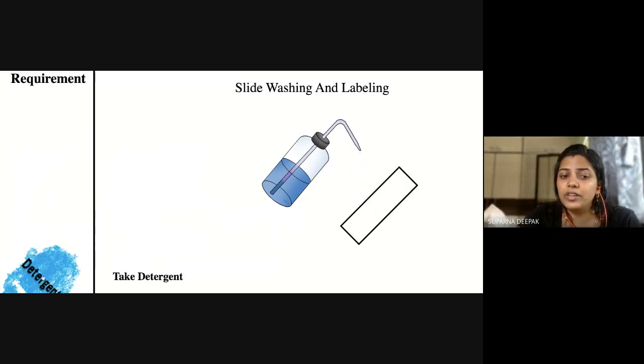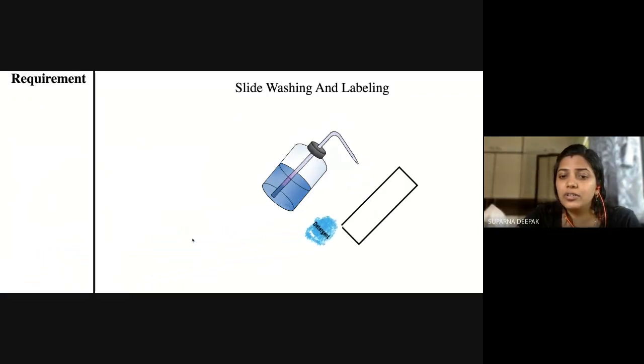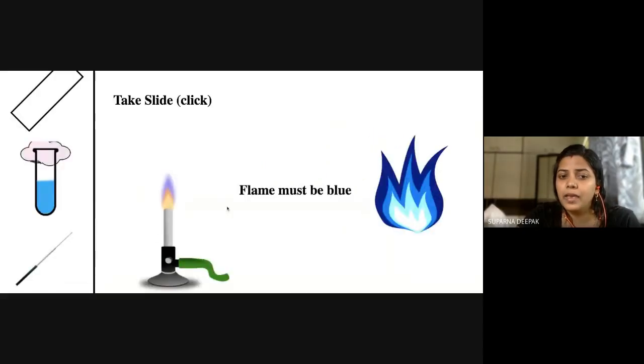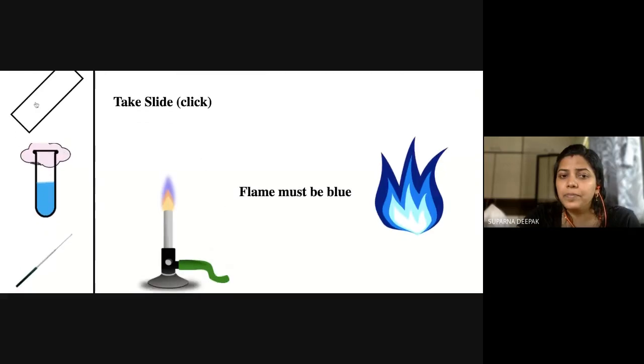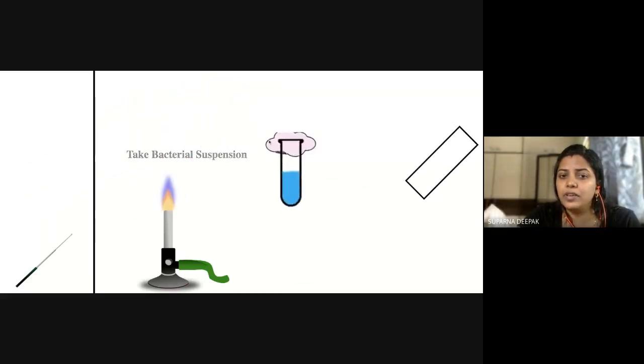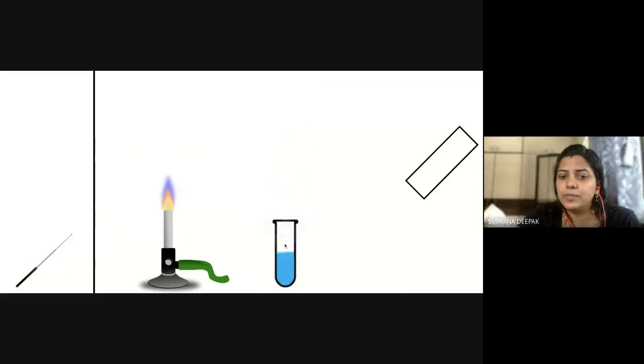So you wash it, take detergent, wash it with detergent properly. Yes, again give a wash. Okay. Then take the slide. I told you, just move it 2-3 times on the burner, so that makes it grease free. Then you take the cell suspension.